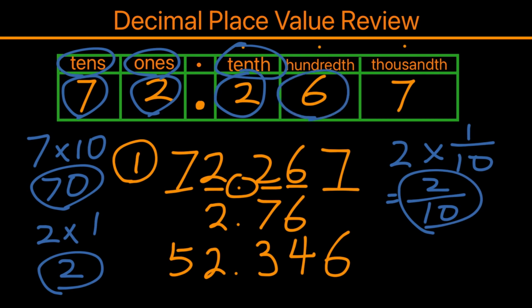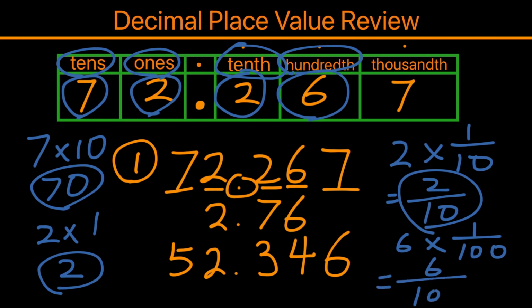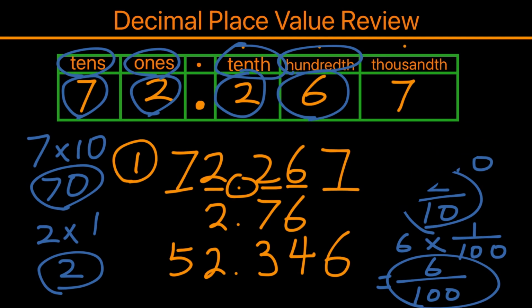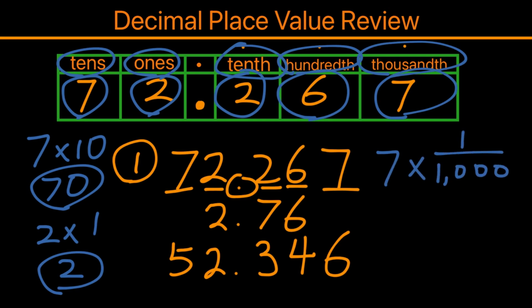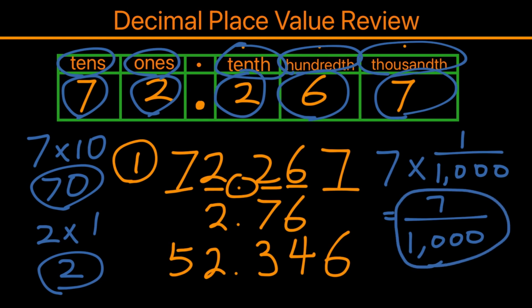And the 6 under the hundredths position means that there's a total of 6 hundredths. Multiplying together becomes 6 hundredths. Now for the thousandths position, that means we have 7 quantity of 1/1,000. And if we multiply them, we would get 7 thousandths. So it's very important to know the value of each number based on the position that they're in.